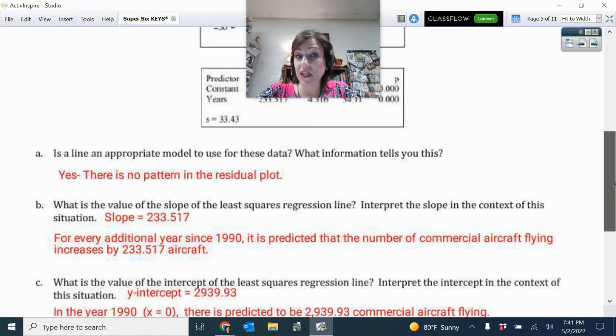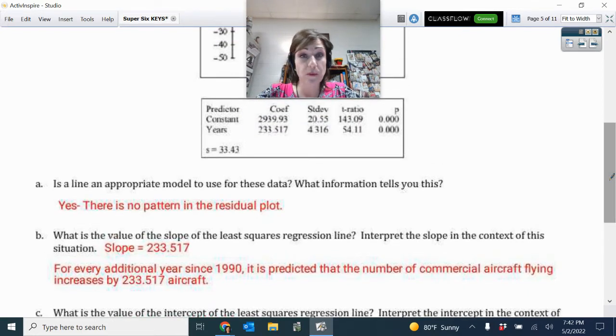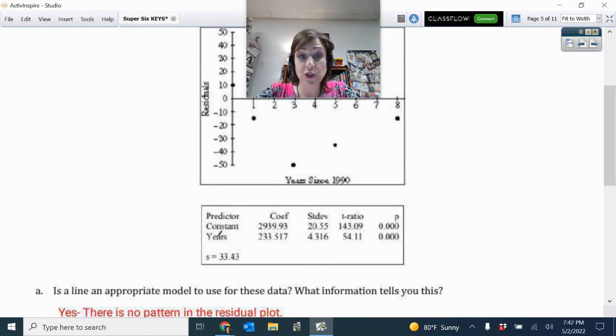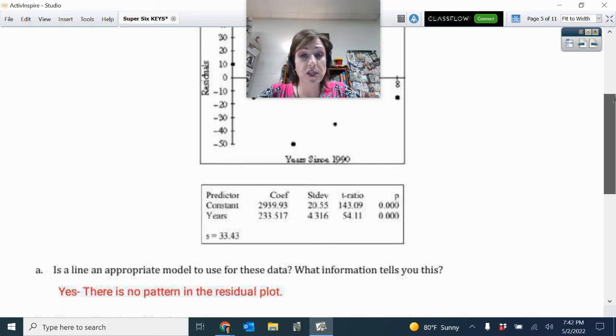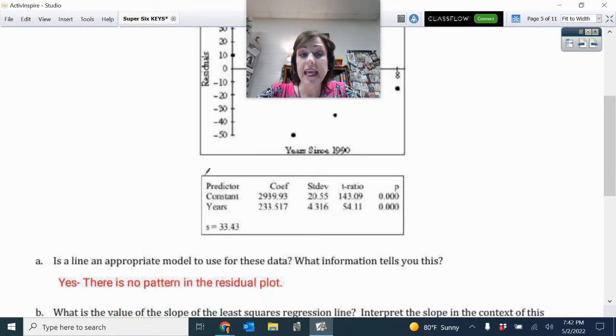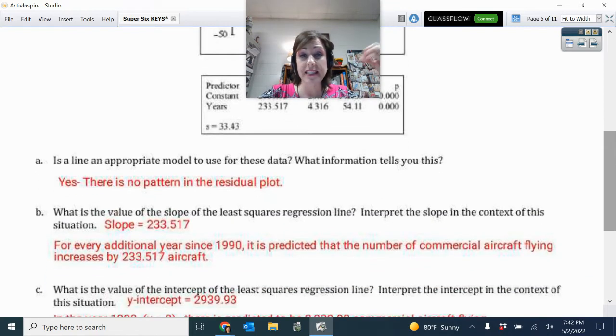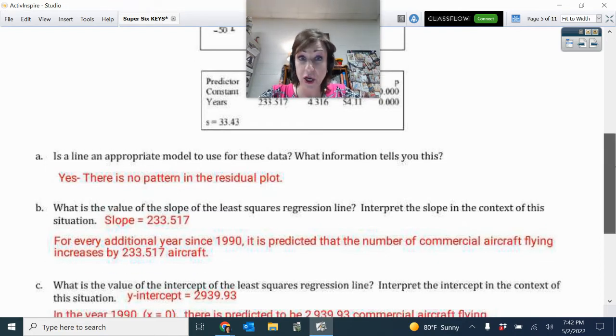Now, it asks, what's the value of the slope? And interpret the slope. Here we can see that years is our x variable and 233.517 is the slope. So for every one-unit increase in the years, the x, which is the years since 1990, so for every additional year after 1990, the predicted y, that's the predicted number of commercial aircraft flying, increases by 233.517 aircraft.